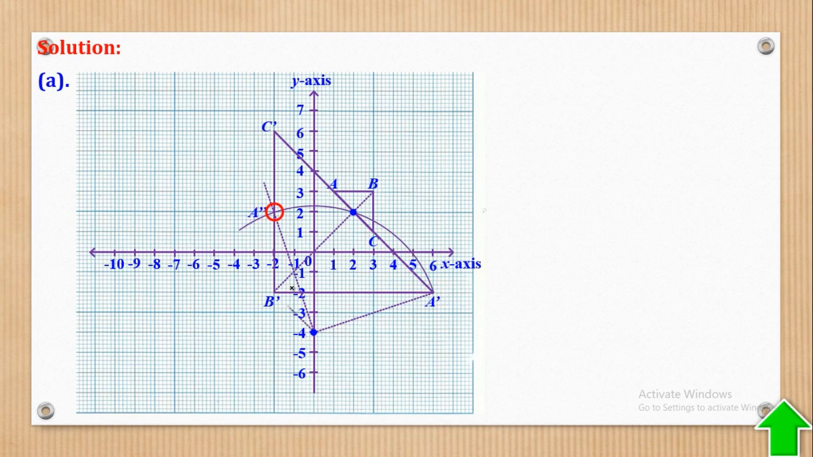Do the same for B. Join that point to B prime. Then use the protractor to measure off 90 degrees. Then use the compass. Put the compass needle there and draw that arc, and that will be B double prime. Do the same for C. Join to C prime. Then measure off 90 degrees using a protractor. Then put the compass needle there and draw that arc, and that will be point C double prime. So next is to join those 3 points to come up with the triangle they want.